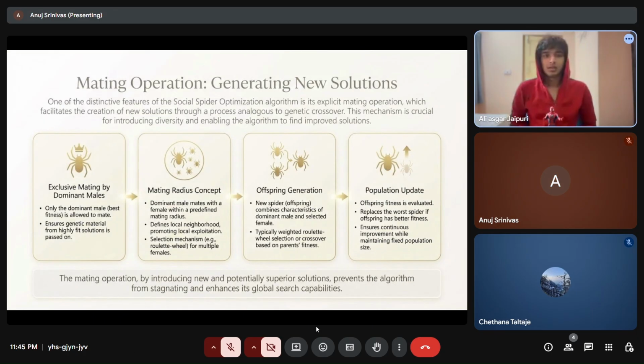Thank you, Anuj, for your informative speech. Now we'll move to the next slide, which is the mating operation. One unique feature of SSO is its explicit mating operation. Only dominant male spiders are allowed to mate, just like in nature.